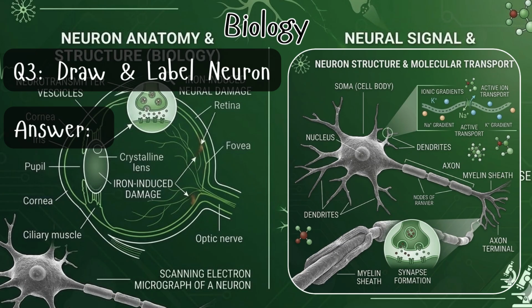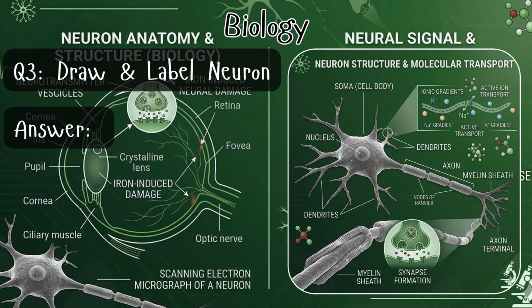Axon terminals. At the very end of the axon, it splits into branches called axon terminals. This is the delivery point. Synapse formation. This is the most crucial part. Neurons don't actually touch each other. When the electrical signal reaches the axon terminals, it triggers the release of special chemicals called neurotransmitters. These chemicals float across a tiny gap and are picked up by the dendrites of the next neuron, passing the message along. This junction is the synapse.